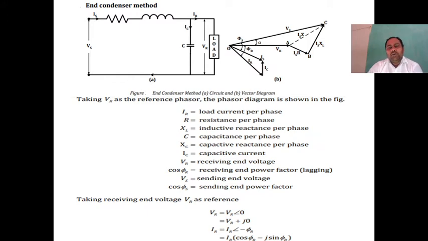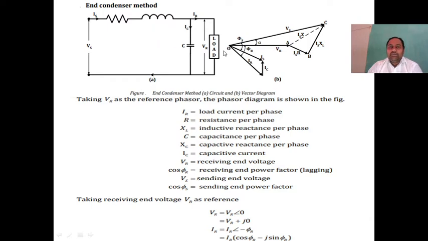Cos phi r is the receiving end power factor. Vs is the sending end voltage. Cos phi s is the sending end power factor. These are the elements present in the end condenser method. So let us draw the vector diagram.